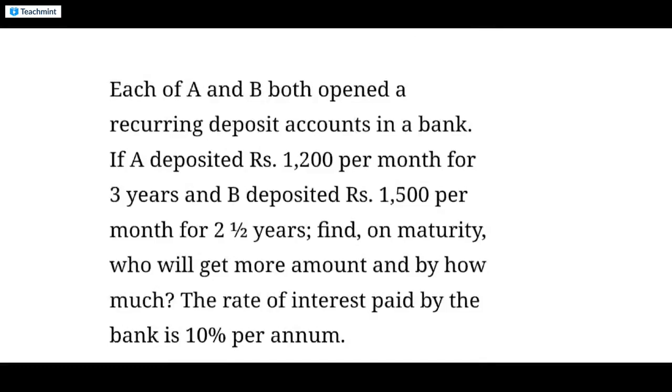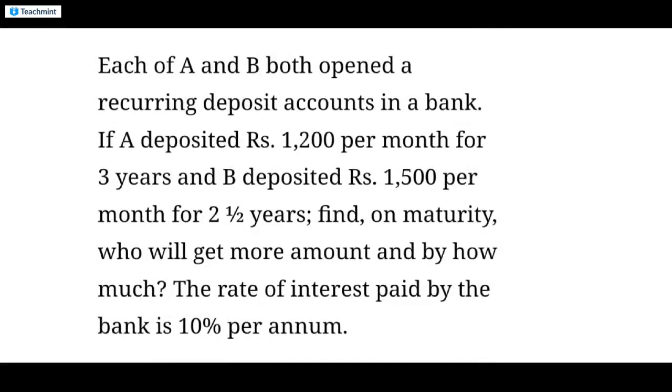Okay. One last question we'll take for today. Each of A and B opened a recurring account in a bank. If A deposited 1,200 rupees per month for 3 years and B deposited 1,500 rupees per month for 2.5 years, you have to find on maturity who will get more amount and by how much. And in both the cases, the rate of interest paid by the bank is 10%. So one you will solve for A and one you will solve for B.